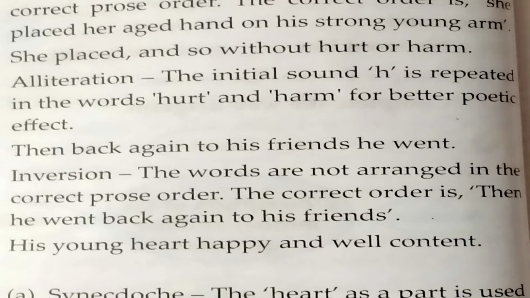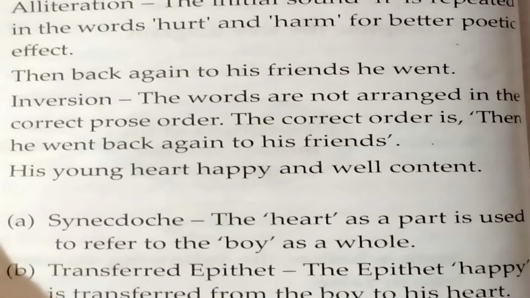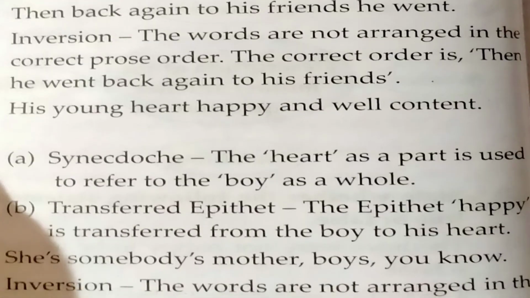He is young, happy and well content. So it is a synecdoche. The 'heart' as a part is used to refer to the boy as a whole. Synecdoche means a part of the body or a part of a thing is used to refer to the whole body, the whole boy. Then transferred epithet. The epithet 'happy' is transferred from the boys to his heart.